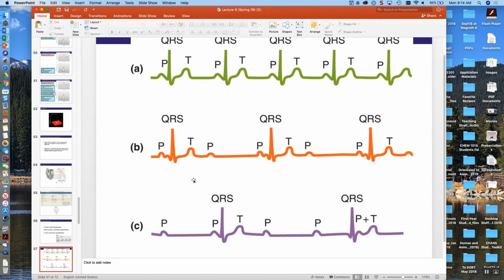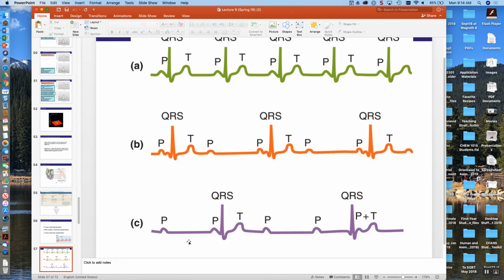Now, if you have a partial block of the AV node, what you'll notice is not every P wave will lead to a QRS, right? So you have a P, QRS, T, then there's a block at the AV node, P, nothing. P, QRS, T, P, nothing. This is indicative of a partial AV block. C is a complete AV block.